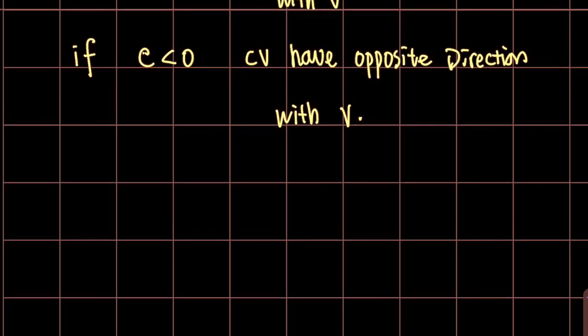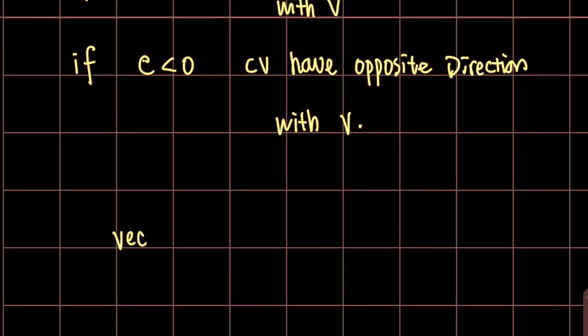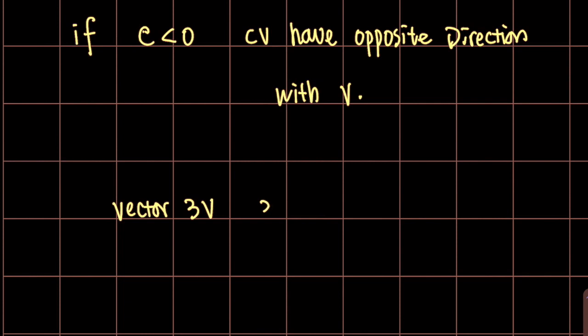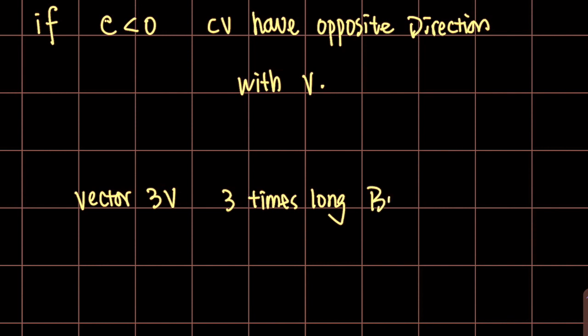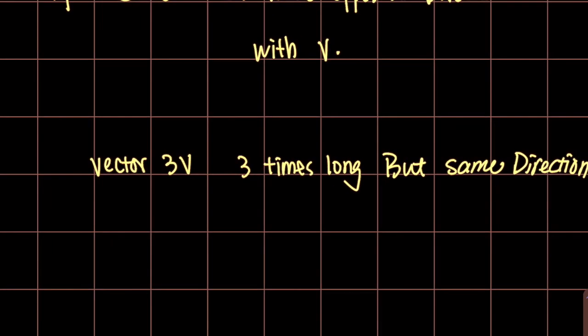So how do we understand CV? For example, the vector 3V means it is 3 times as long as V and has the same direction as V. The vector -2V means that it's twice as long as V, but it points in the opposite direction.